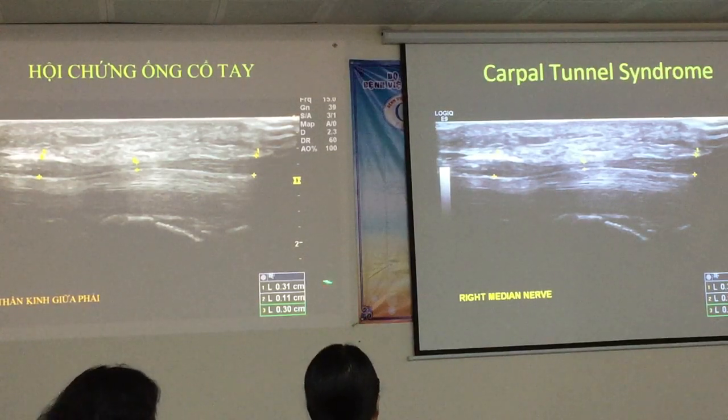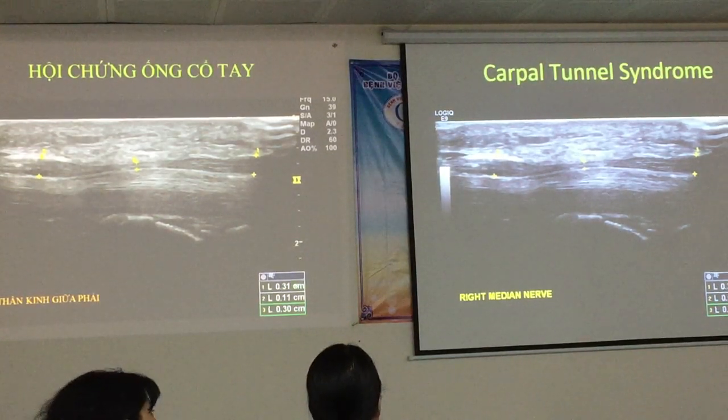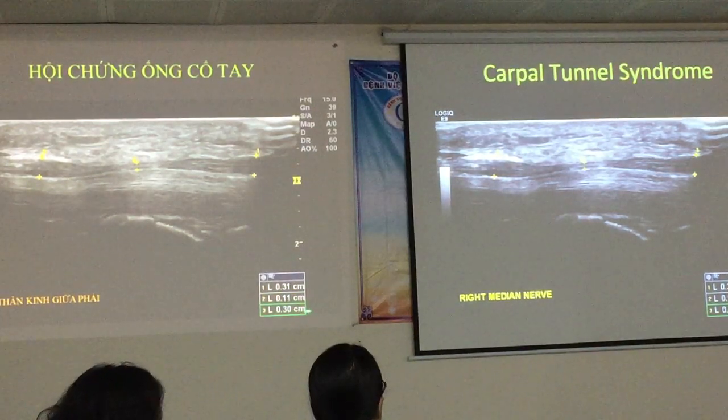And if you just have a look at the measurements here, it goes down from 3 millimeters to 1 millimeter back to 3 millimeters. So that's quite a significant compression.